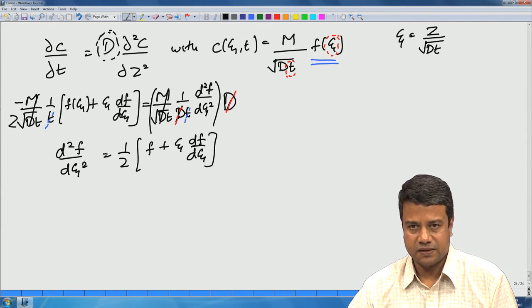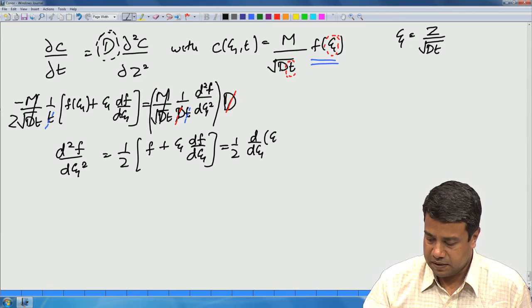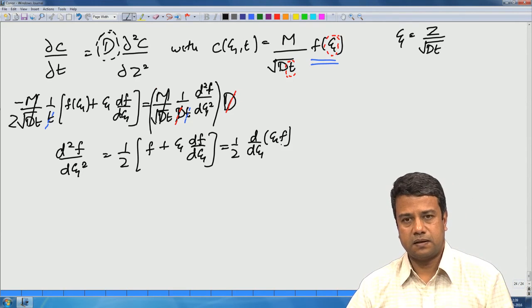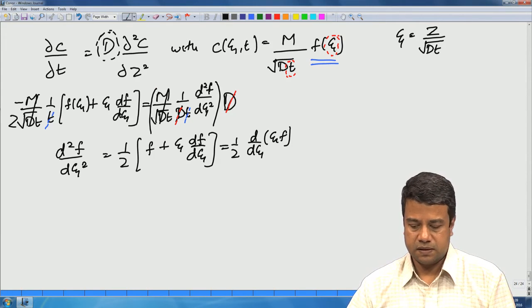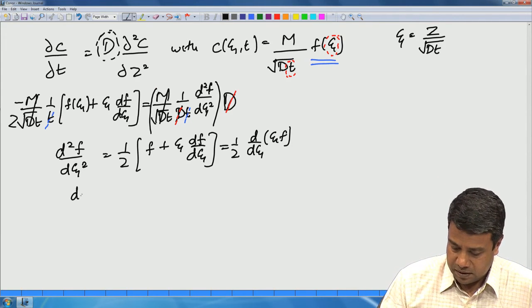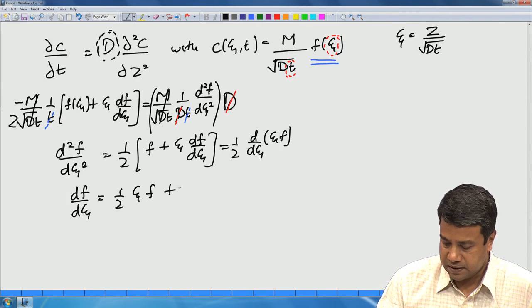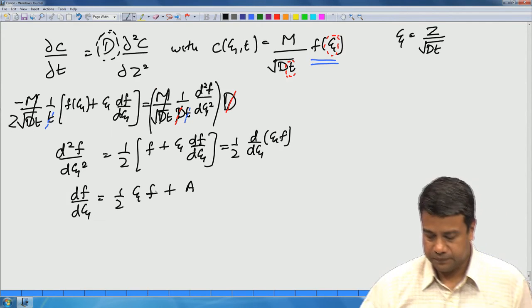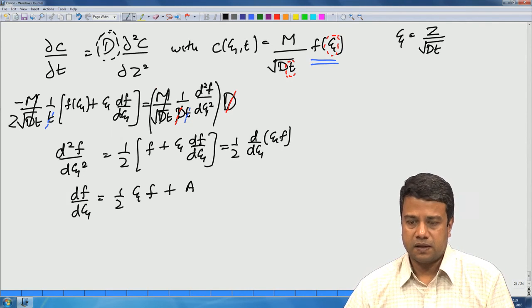It is actually quite easy to solve this equation because this can be written as half d by d psi of psi f. Integrated once, you will get df by d psi is equal to half psi f plus a constant a. Now, this constant a you can determine from the boundary conditions.